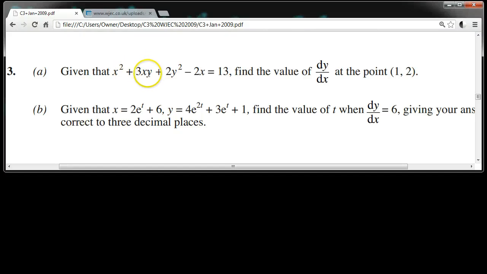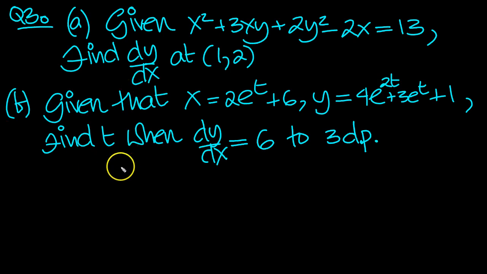Given that x squared plus 3xy plus 2y squared minus 2x equals 13, find the value of dy/dx at the point (1, 2). And given that x equals 2e^t plus 6, y equals 4e^(2t) plus 3e^t plus 1, find the value of t when dy/dx equals 6, giving your answer correct to 3 decimal places. So I've got the summary of the questions above. So let's have a look at part A then.